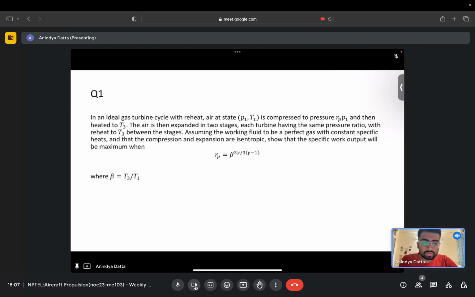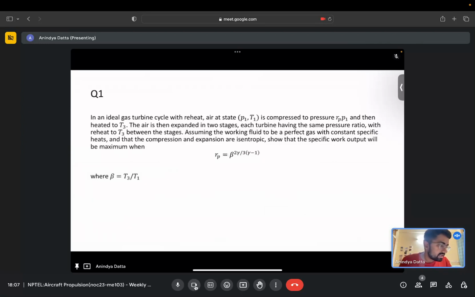Okay, so this first problem is a derivation. This is based on the reheater attachment. So let's go through the problem. In an ideal gas turbine cycle with reheat, air at state P1 and T1 is compressed to pressure RP P1 and then heated to T3. So here what this says is that the final pressure at the exit of the compressor is RP P1, which means that RP is our pressure ratio here.